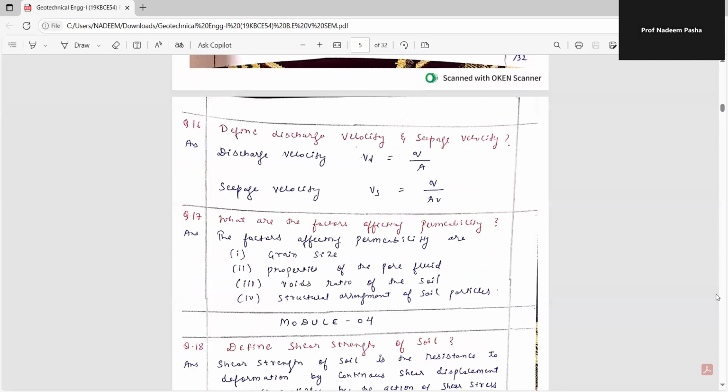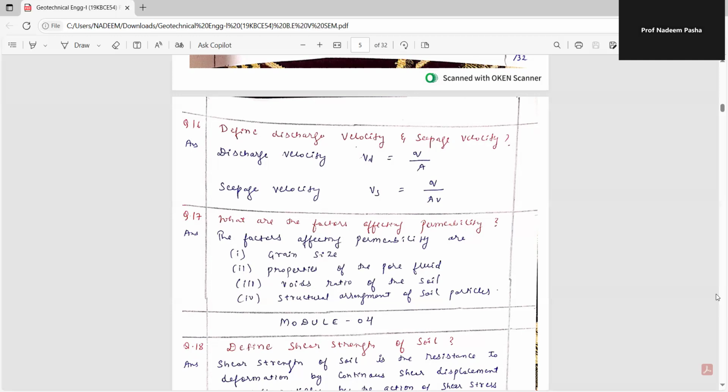Define discharge velocity and seepage velocity. So how are you defining discharge velocity and seepage velocity? Discharge velocity Vd is given by Q by A, whereas seepage velocity Vs is equal to Q by Av.